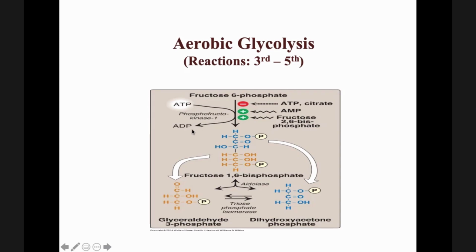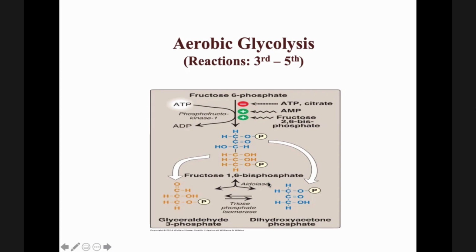In this step, we will need to add another phosphate. So ATP will be consumed and we will get ADP. And more importantly is the phosphofructokinase 1. For this phosphofructokinase 1, there are regulators to activate it. These regulators are AMP and fructose 2,6-bisphosphate. However, the inhibitors for phosphofructokinase 1 are ATP and citrate. We will go back again to this.